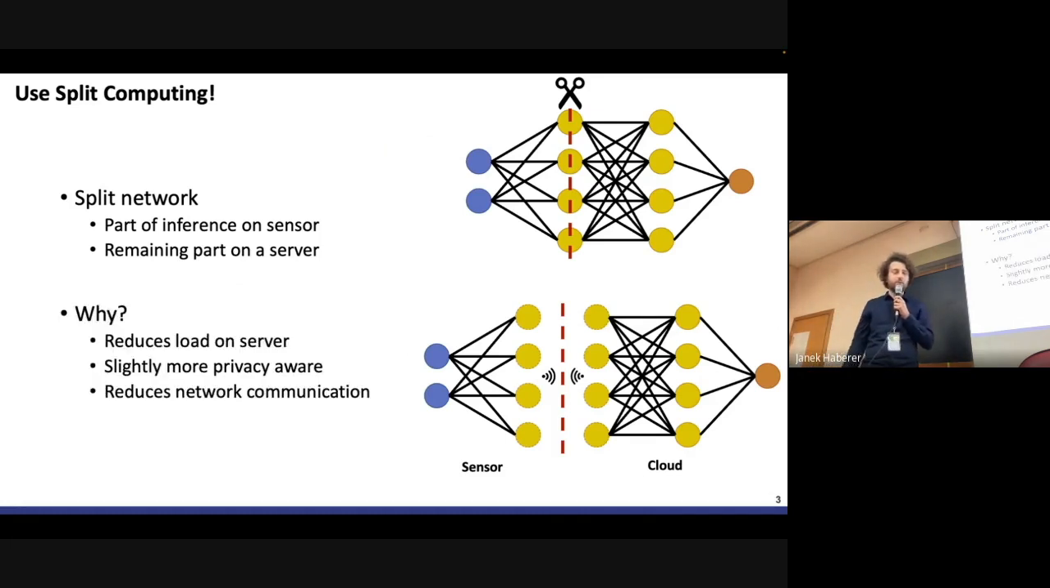And why do we do that? Well, it reduces some load on the server, so we distribute some load. It is slightly more privacy aware, but obviously not private, in the sense of federated learning, for example. And we can also even reduce network communication.